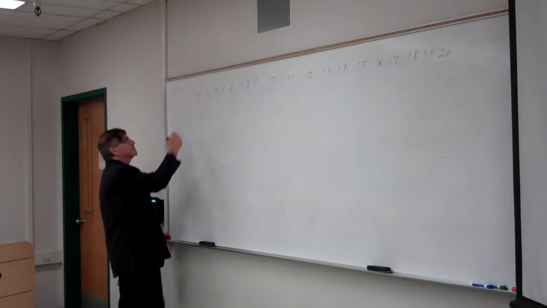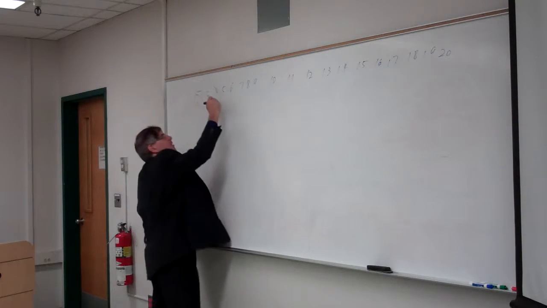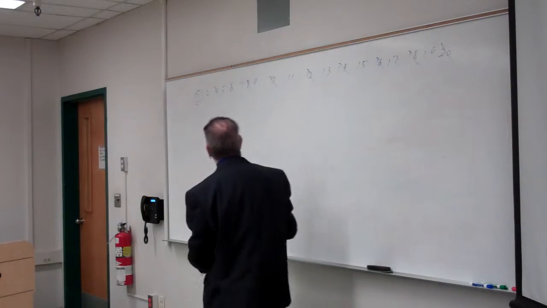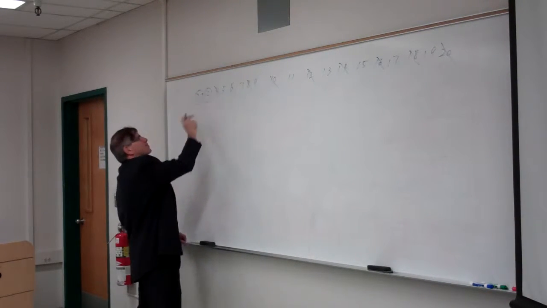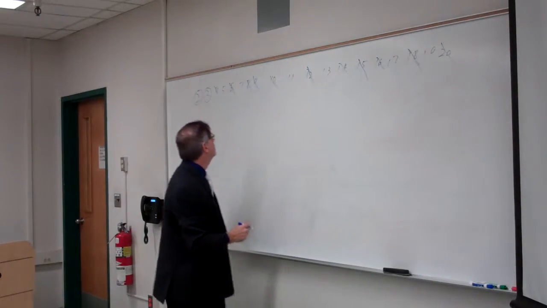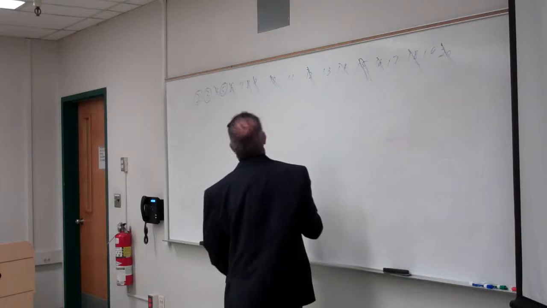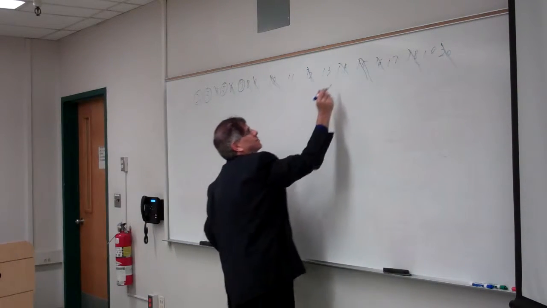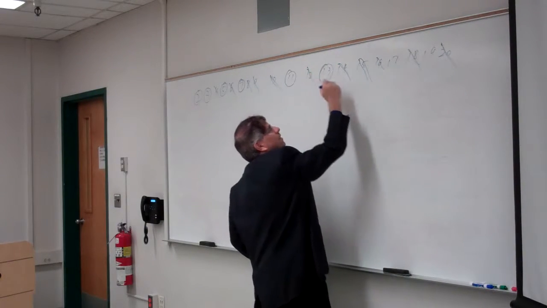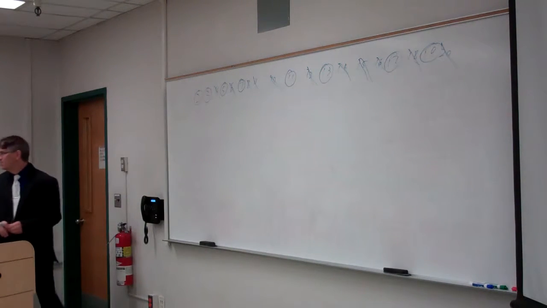So start with your first number, circle it, and then cross off every second number. Bang, bang, bang, bang, bang, bang, bang. Circle your next number, cross off every third number: 6, 9, 12, 15, 18. Circle your next number, cross off every fifth number: 10, 15, 20, and continue. 7, cross off every seventh number, 11, cross off every 11th number, and what you're left with are prime numbers. All prime numbers up to that point.